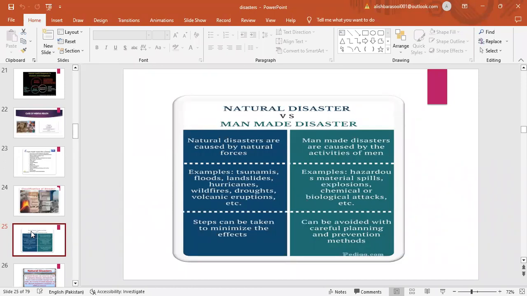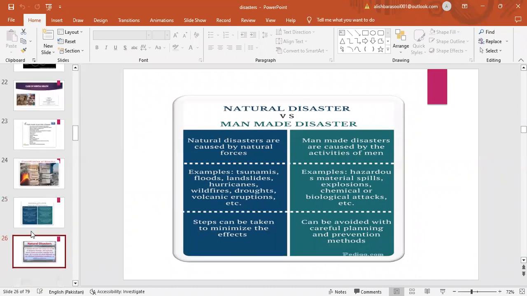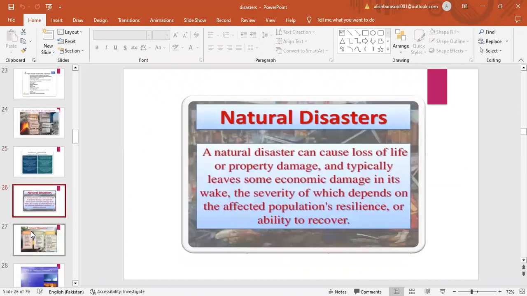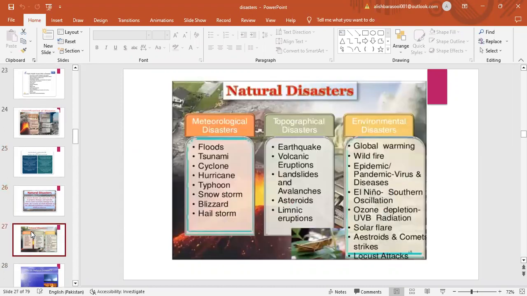Examples of natural disasters are tsunamis, floods, landslides, hurricanes, wildfires, frosts, volcanic eruptions, etc. Examples of man-made disasters are hazardous material spills, explosions, chemical or biological attacks, etc. Steps can be taken to minimize the effects, and they can be avoided with careful planning and prevention methods. Natural disasters can cause loss of life or property damage and typically leave some economic damage in their wake, the severity of which depends on the affected population's resilience or ability to recover.